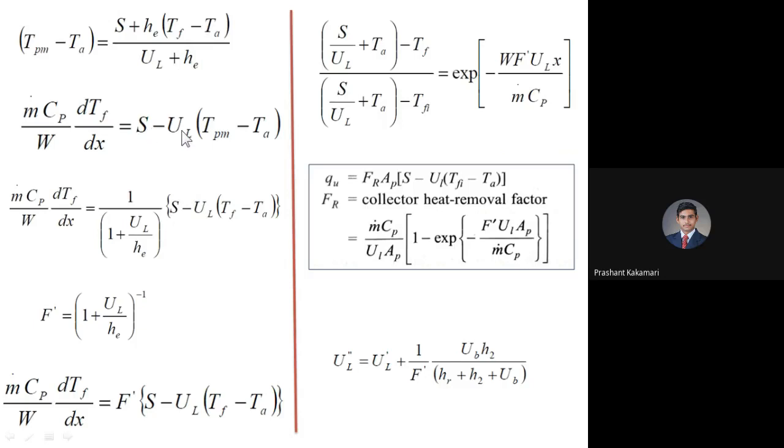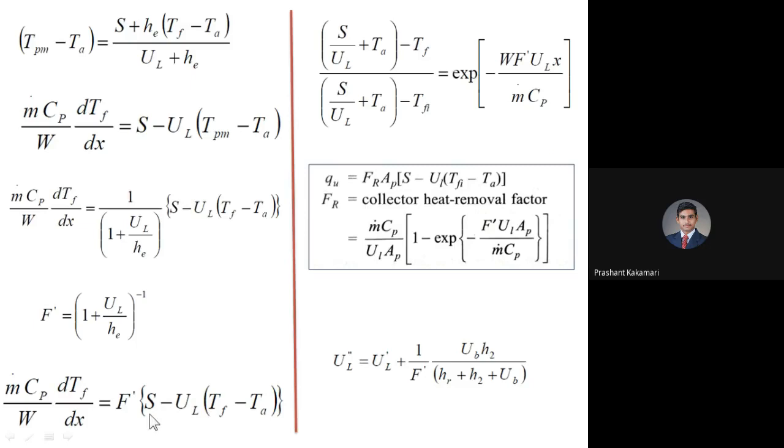So S minus UL will be as it is. Then inside the bracket, whatever terms you have taken with respect to S or the second term HE, we will be left with mCp delta T divided by W into dx equal to 1 divided by 1 plus UL by HE into the bracket S minus UL into TF minus TA. Now here again you can recall the equations of the liquid flat plate collector, where generally we write the useful heat gain QU equal to F dash into S minus UL.